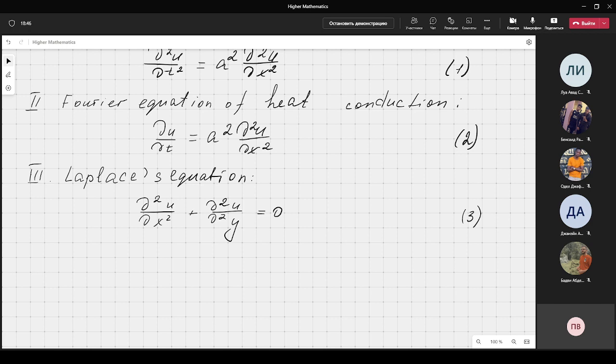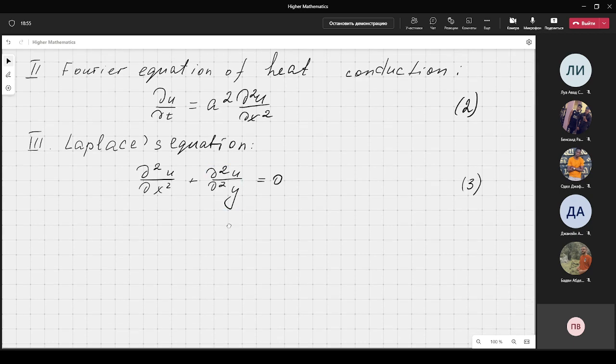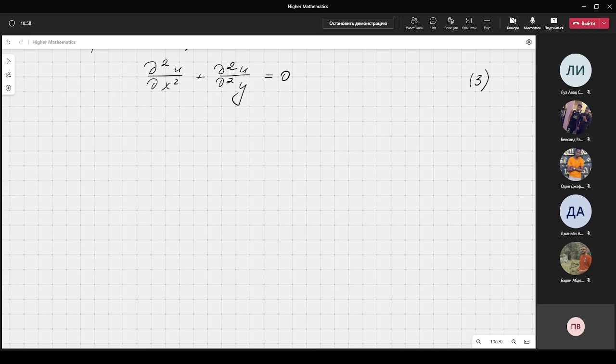Thus, we have the wave equation in three independent variables in the form: the second derivative of u with respect to t is a squared times the sum of the second derivative of u with respect to x and the second derivative of u with respect to y.